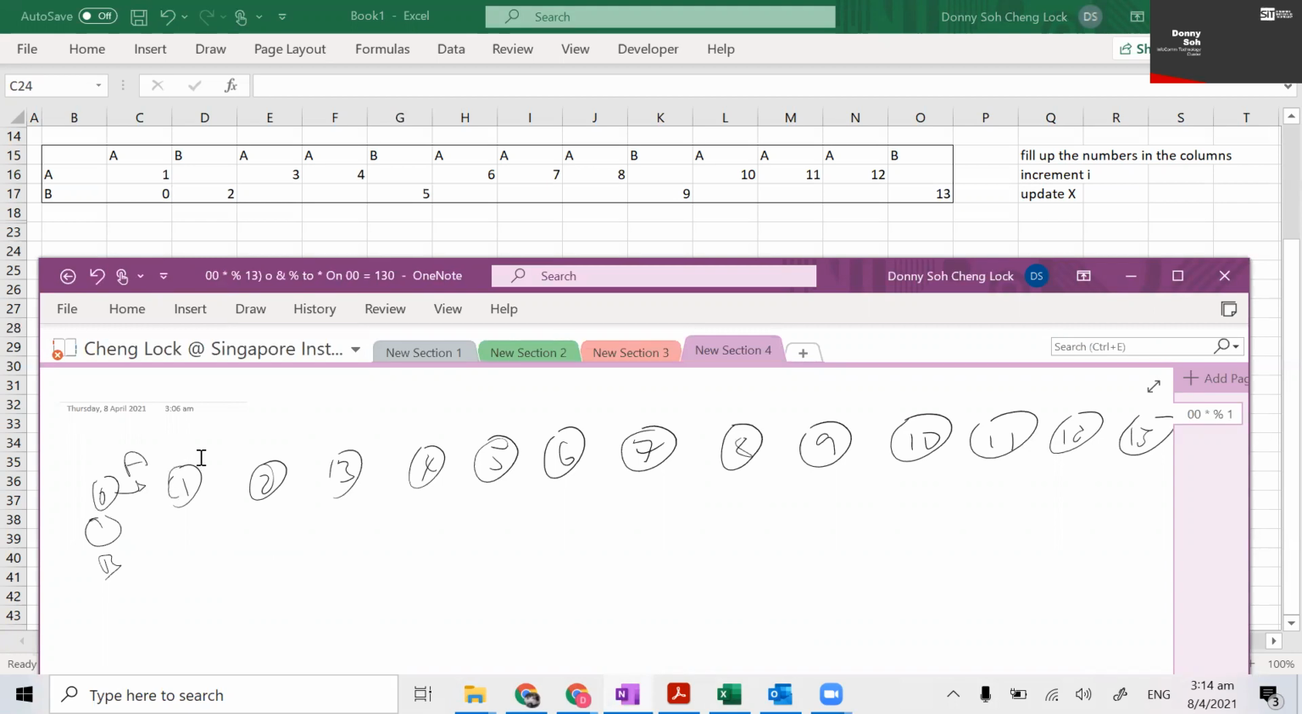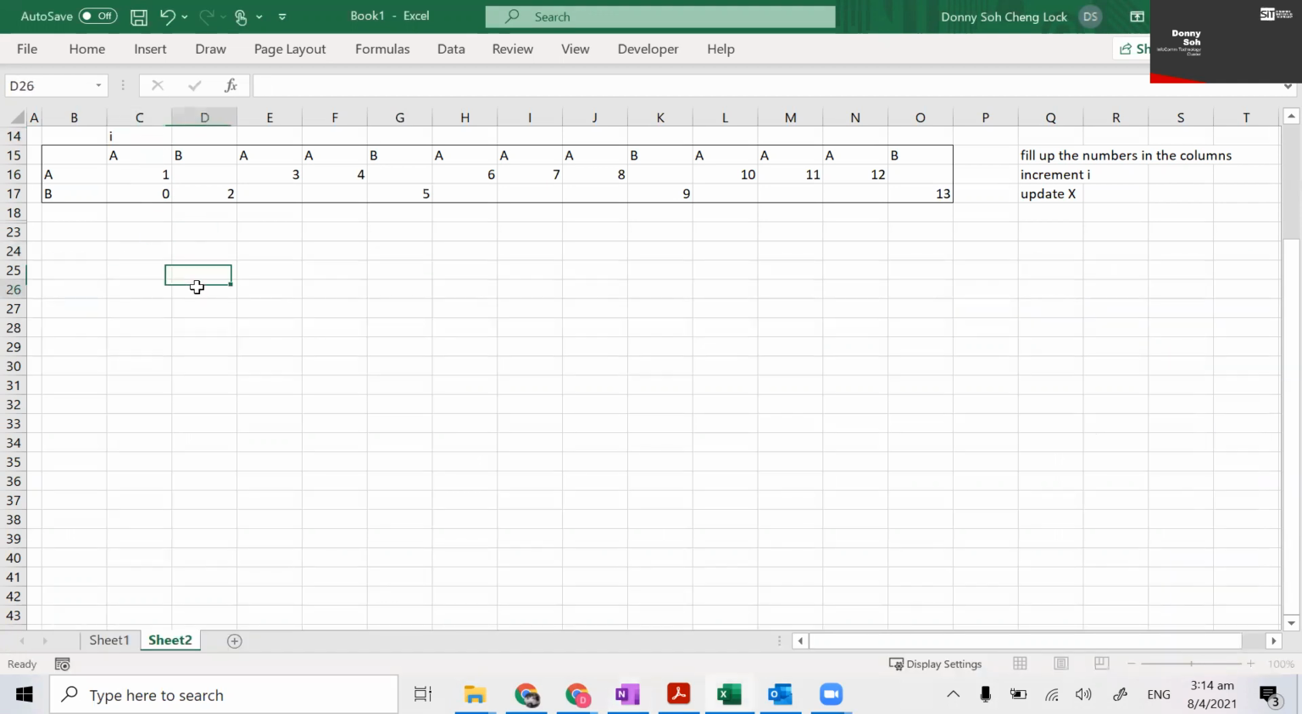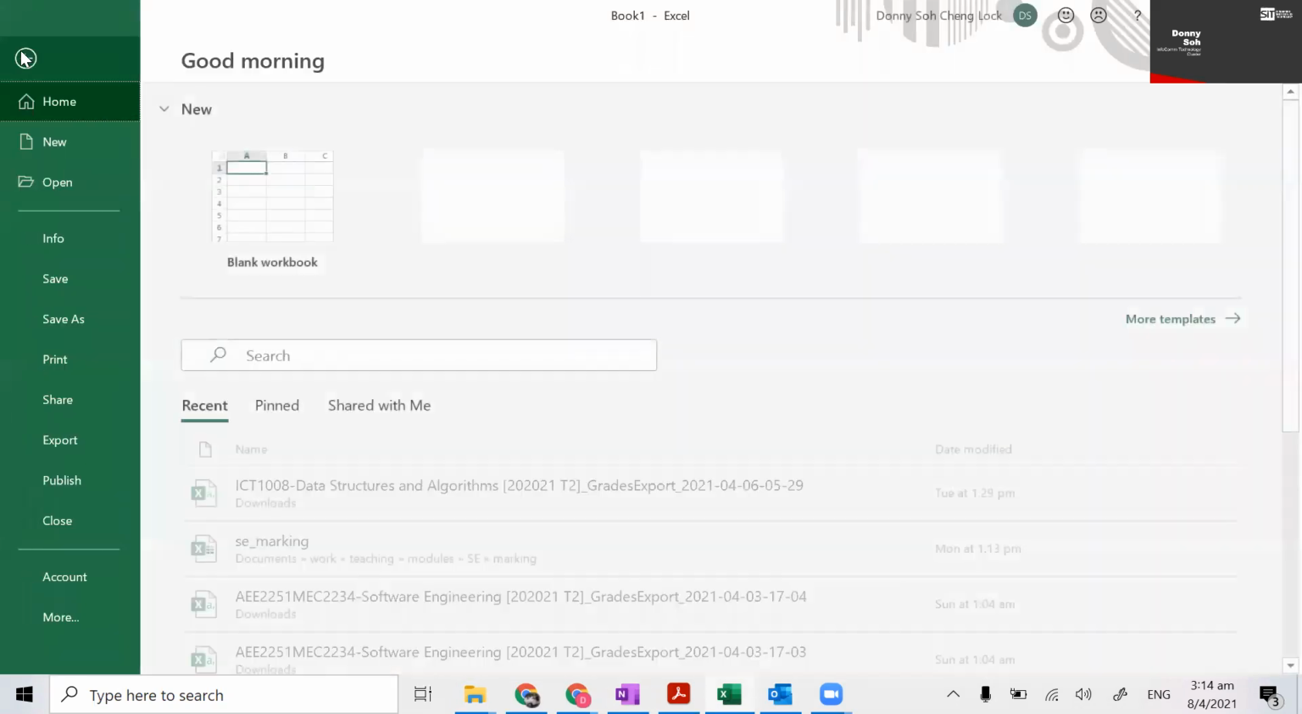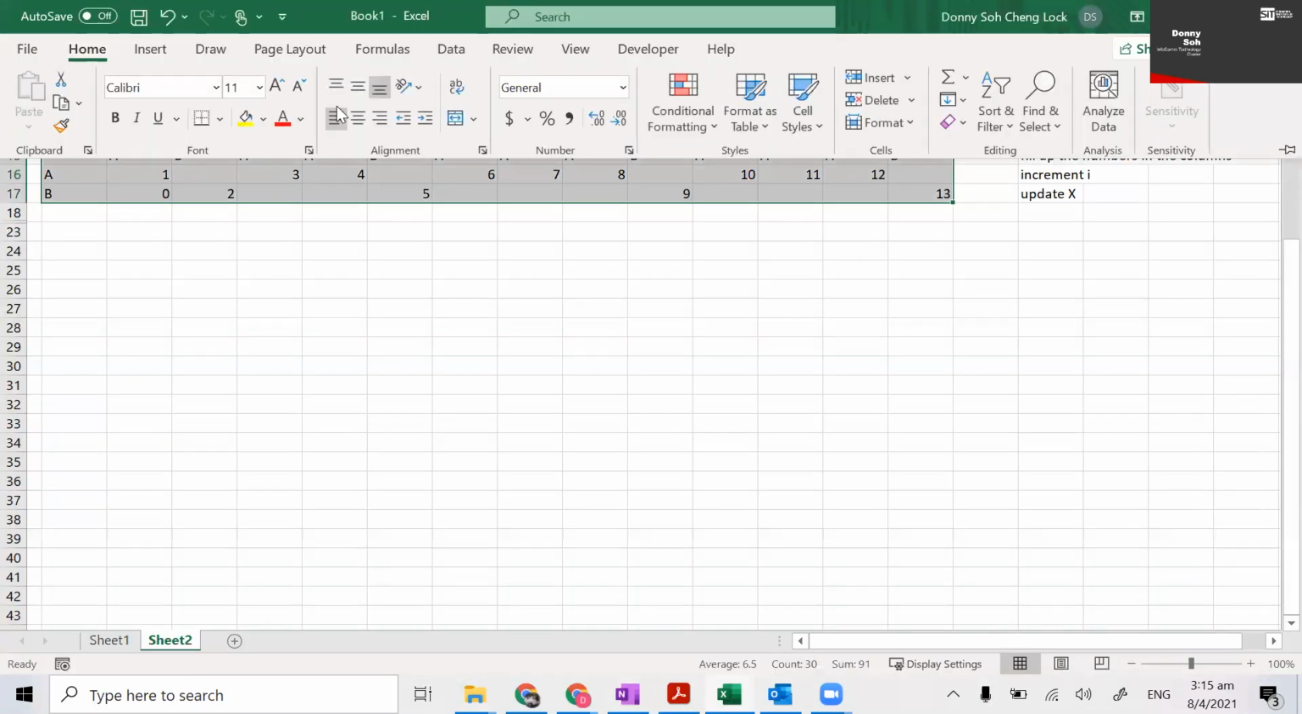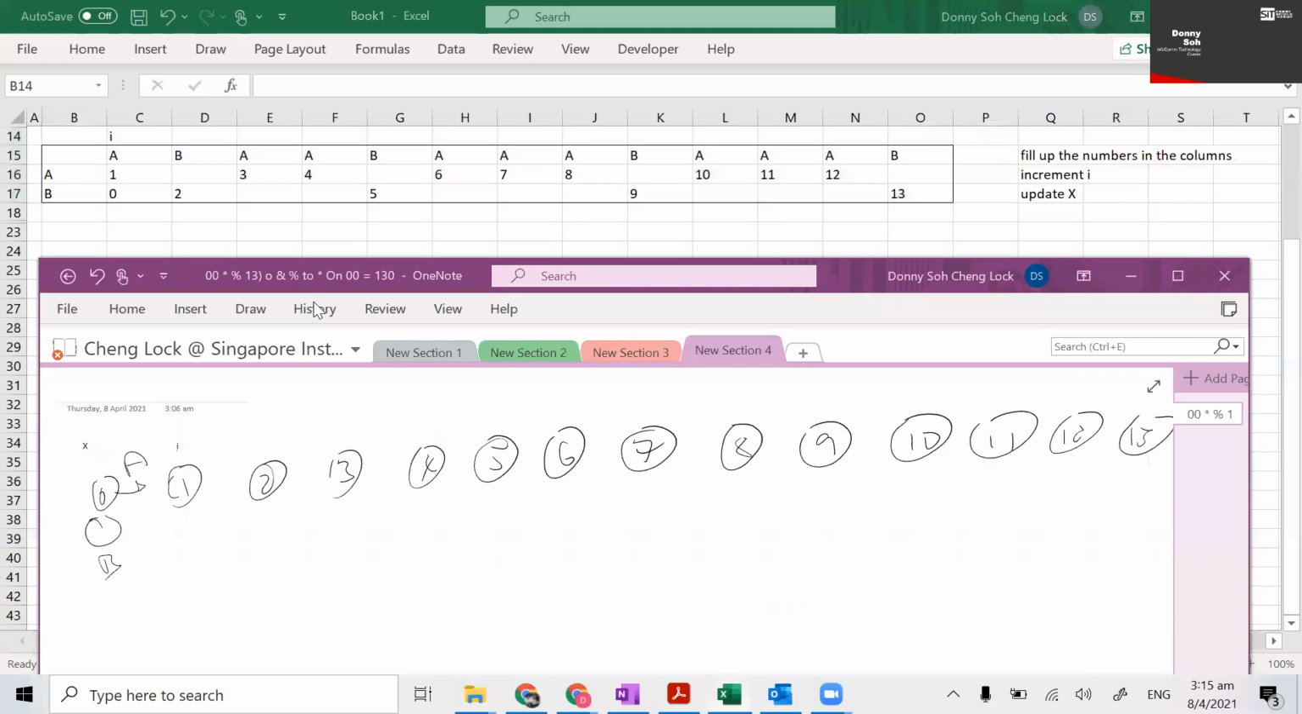The next thing is we update I, and then update X. It's very important to do this methodically, step by step, because it's very easy to make mistakes, really easy. Okay, so I updated I, updated X.